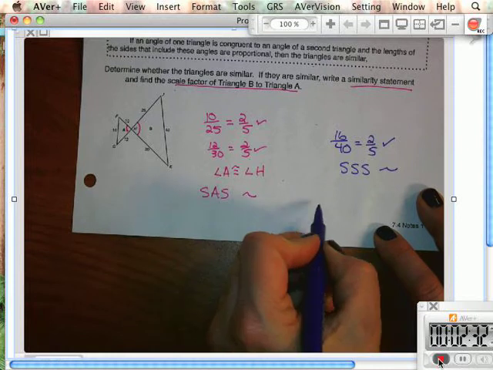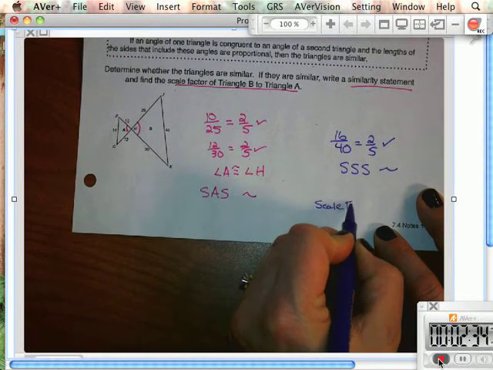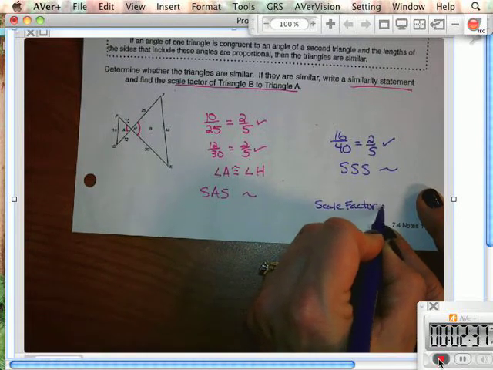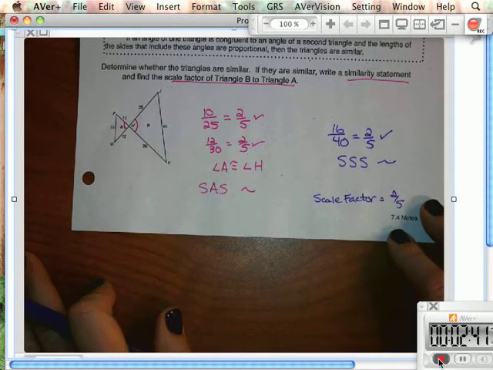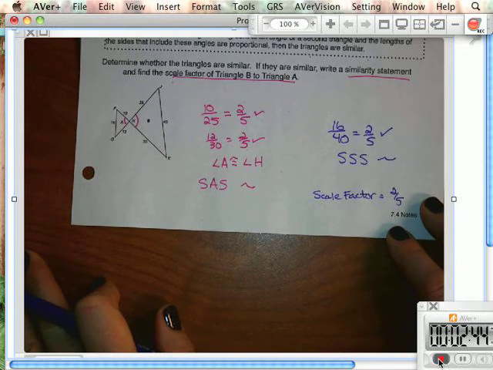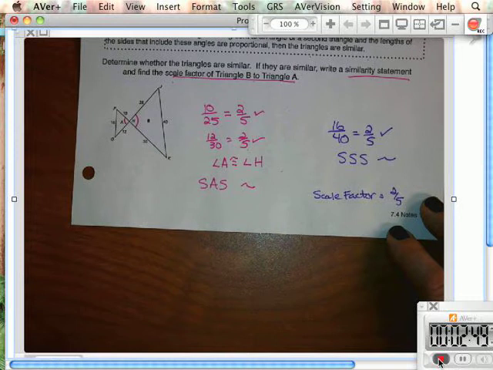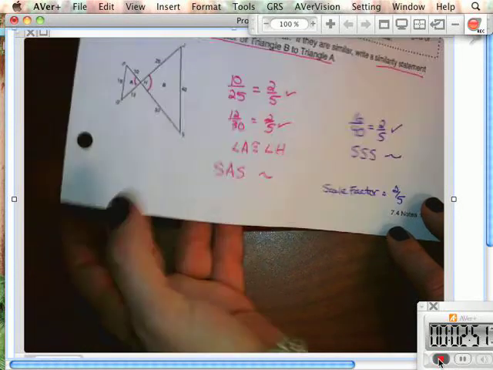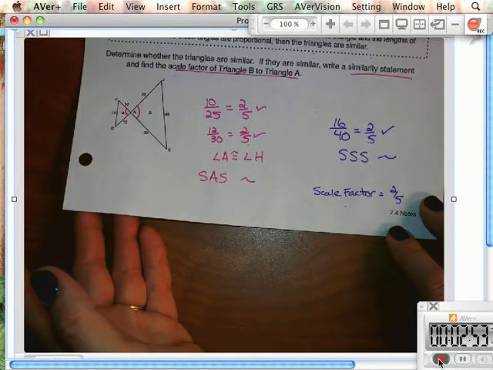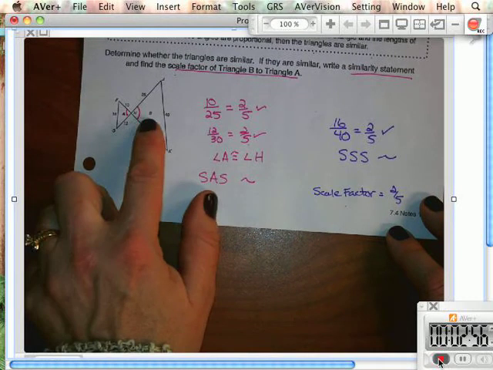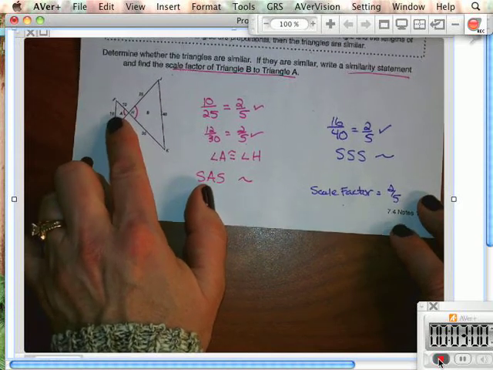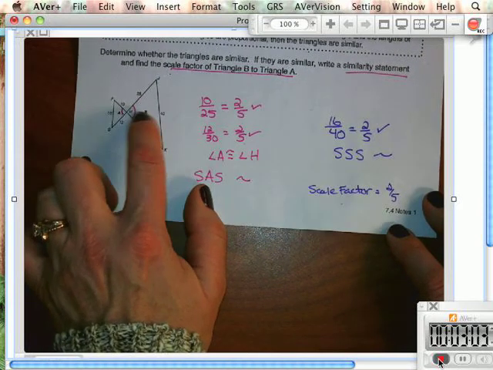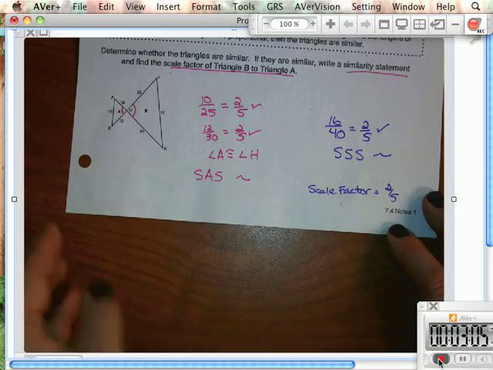The last thing they asked me for was the scale factor. What is the scale factor, ladies and gentlemen? It's this number right here, 2/5. Or if you went the other way, it would be 2.5. Doesn't matter. Okay? We're actually supposed to go from triangle B to A, so the scale factor actually would be 5 halves, but I didn't go that way. All right, turn it over.